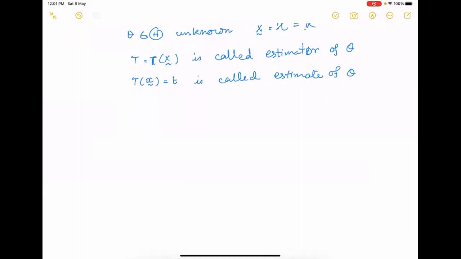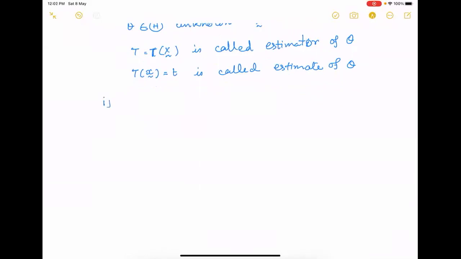Now, essentially in this chapter, we will focus on two things. One is how to find an estimator. That is section 7.2, typically called methods of finding estimators. And we will try to answer the second question.